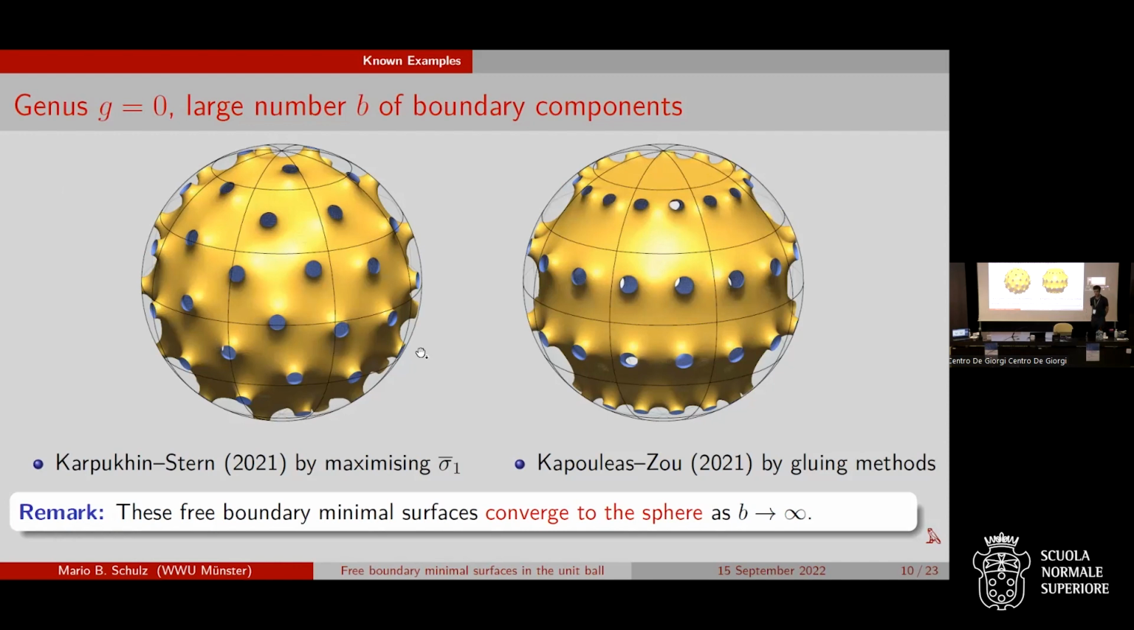In this case, both of these surfaces have 60 boundary components, and they have genus 0. So prescribing the topology alone does not seem to be sufficient for uniqueness in general, at least for large topological complexity. This is no surprise. It was known that for large topology we would have different situations. I mean, topology alone is not enough.